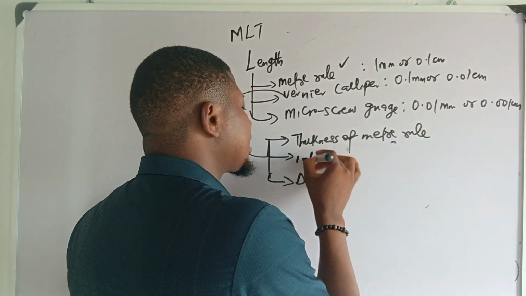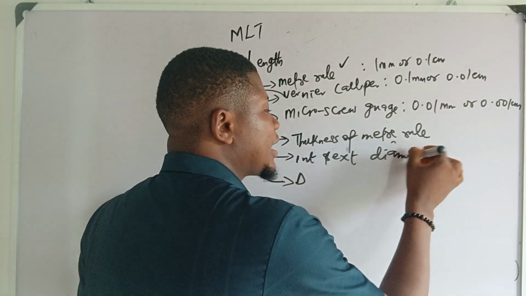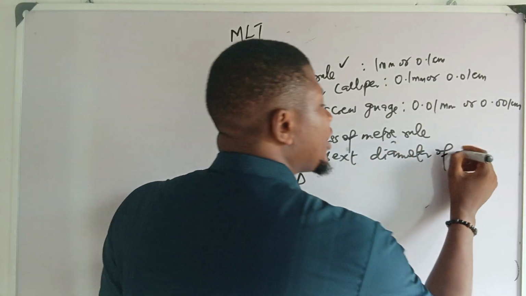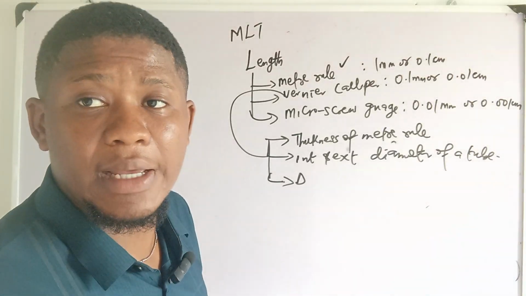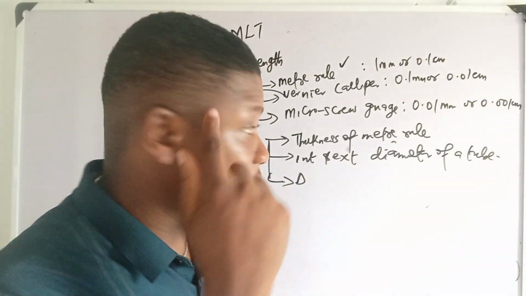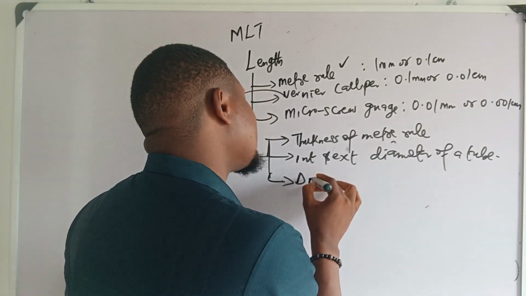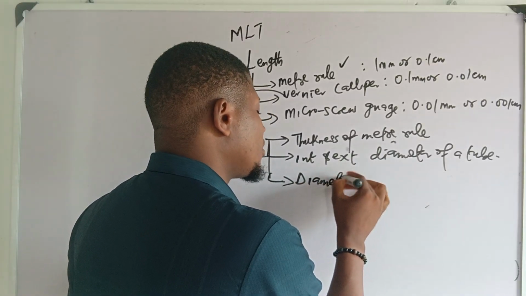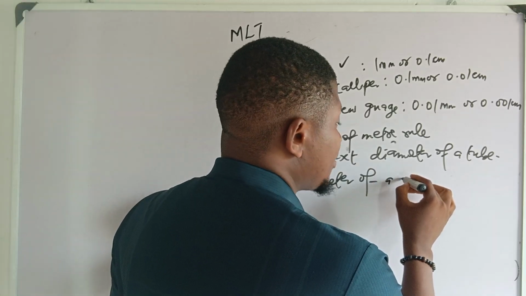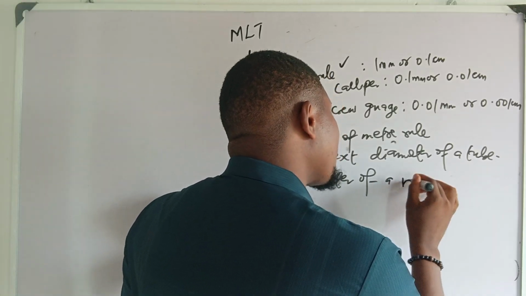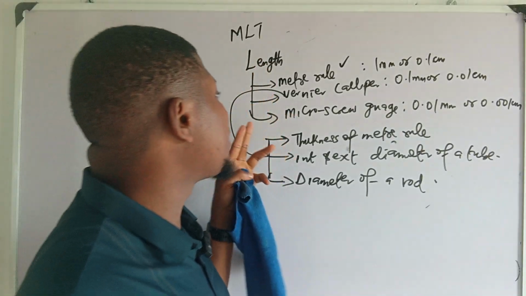Then I is the internal and external diameter of a tube. A tube here can be, let's say, a test tube or something like that. Then the next thing you have to know is D, which is the diameter of a rod. So those are the three things we use the vernier caliper to measure.